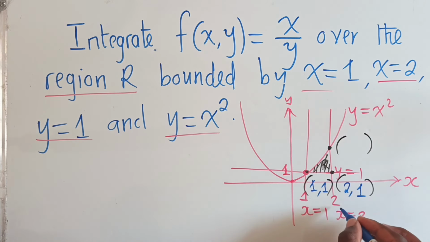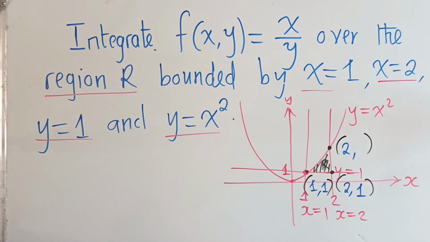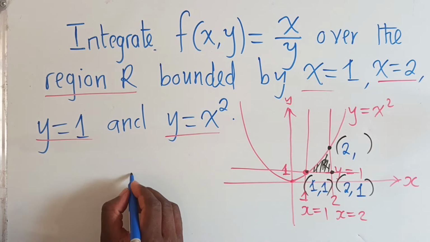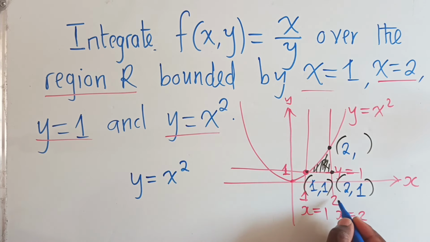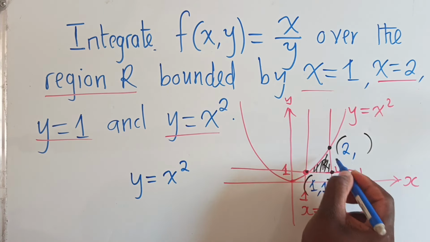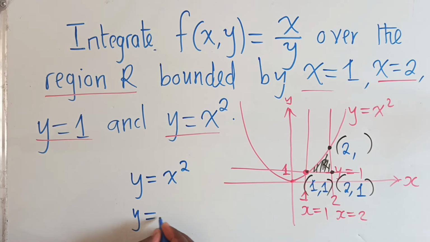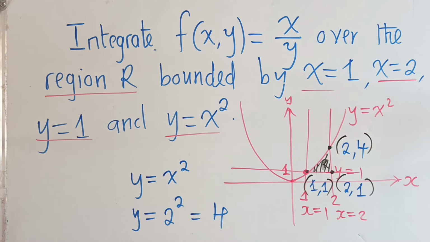But for this one, we know the x value at this point is 2, and the y value we don't know. So we take the equation y equals x power 2, and substitute the x value, which is 2. So y equals 2 power 2, which gives us 4. So 2 power 2 is 4, and this point is (2, 4).